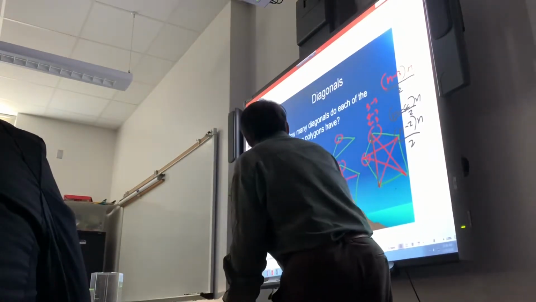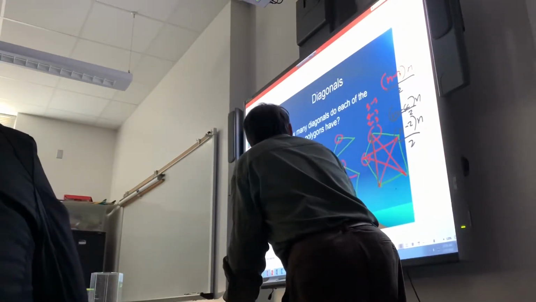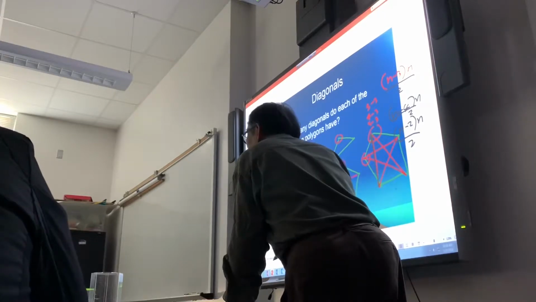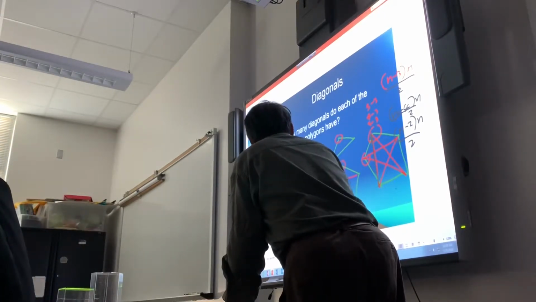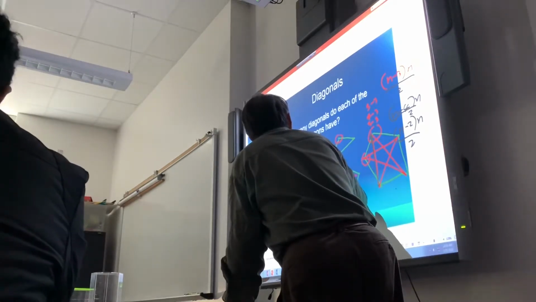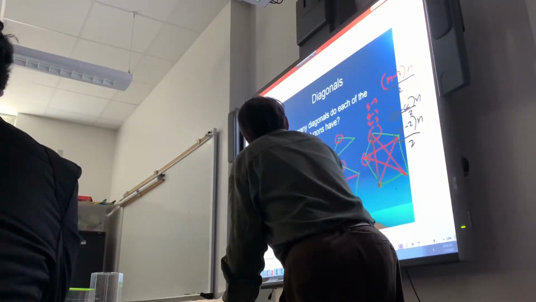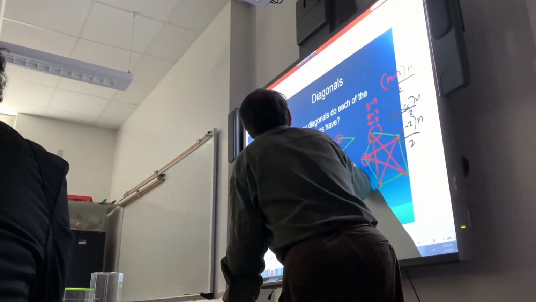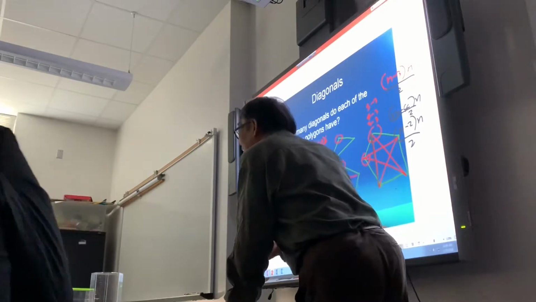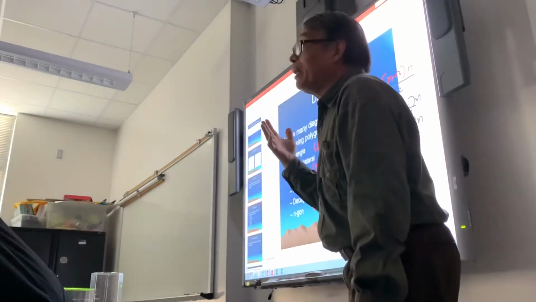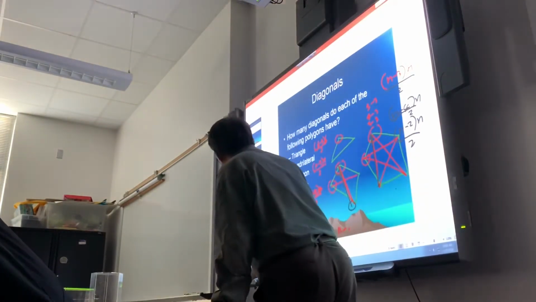Not very difficult work. N-gon: n minus 3 times n over 2. Hexagon: 6 minus 3 times 6 over 2. You understand the quiz? Good. This must be on the quiz, so please don't forget, okay, please?